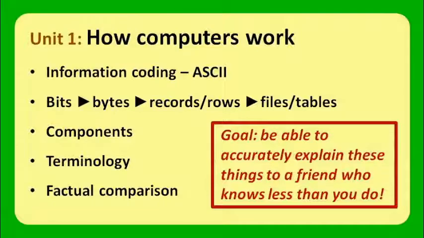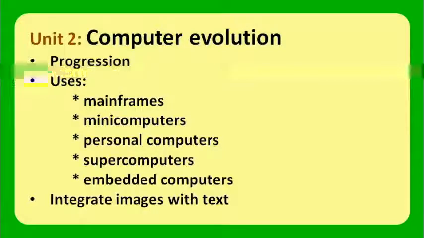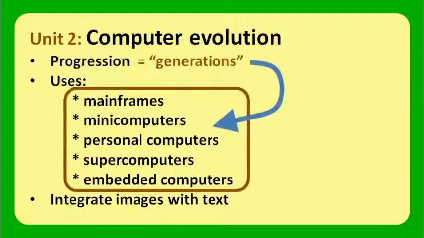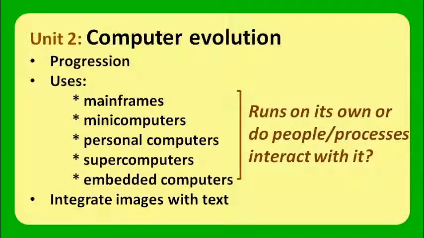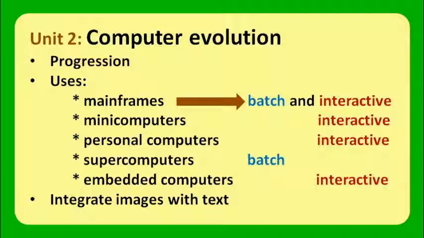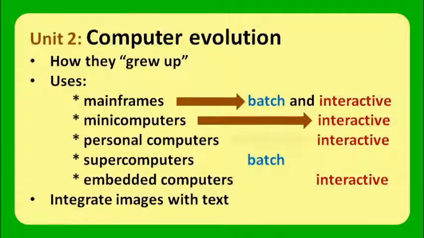So these items, in all cases, we're looking for you to develop this knowledge and these skills identified on these slides. Computer evolution. Well, the progression actually means how computers grew up in their use from mainframes, minicomputers, personal computers, and the other types of computers. These generations of computers kind of overlap in some instances, but they're each dedicated to different kinds of processing. The question is, who do these computers interact with? Does it run on its own, or do people and processes interact with it? What we're going to see is that mainframes, those big monster machines, were typically batch. They wanted to run on their own. They could be adapted to interactive use where people would communicate with them as they worked. Minicomputers were always interactive, as are personal computers.